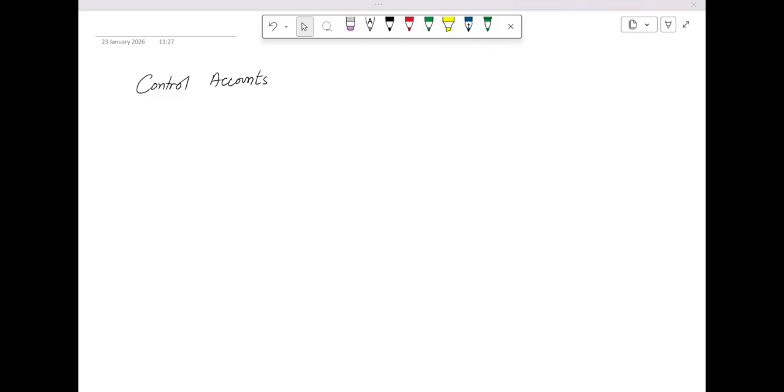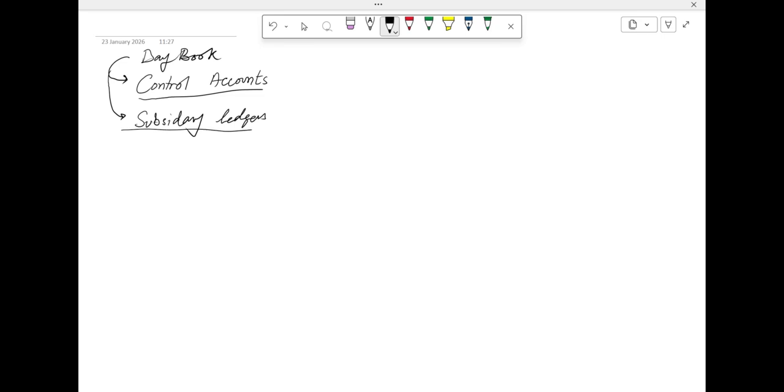Hi viewers, in this video I'm going to explain how the control account works and how their figures are reflected in the subsidiary ledgers. But before I start with the control accounts, it's also important to understand the daybooks. And then from daybooks, the figures are transferred into the control accounts as well as into the subsidiary ledgers.